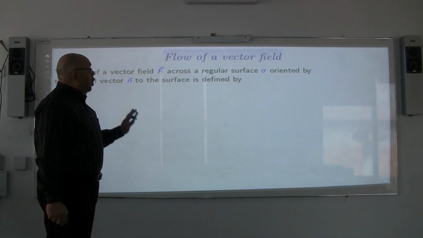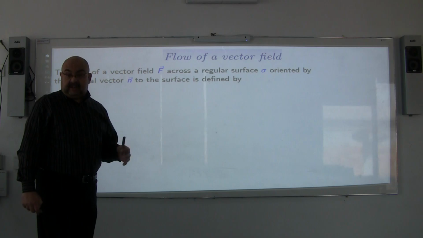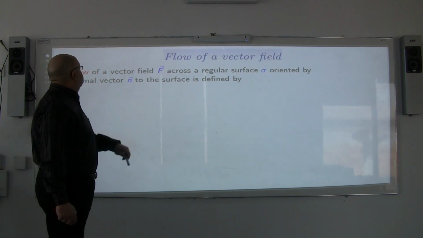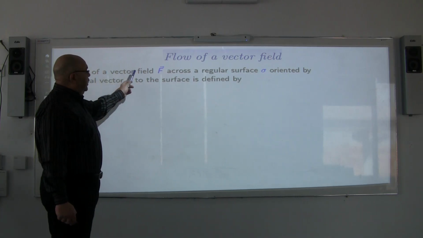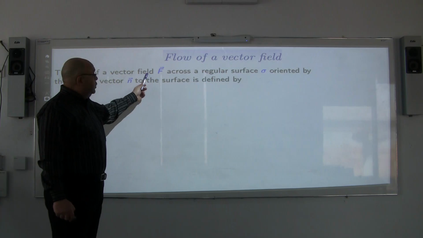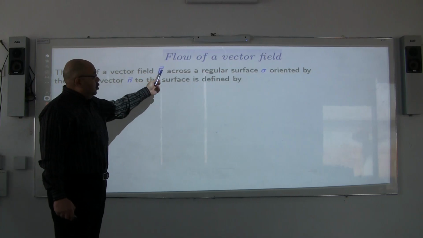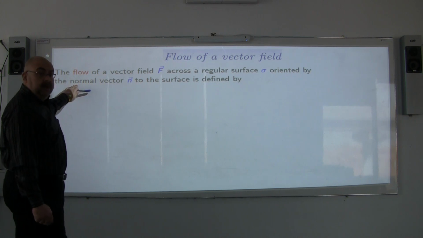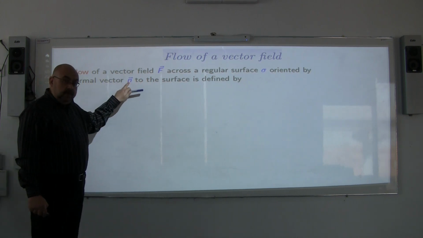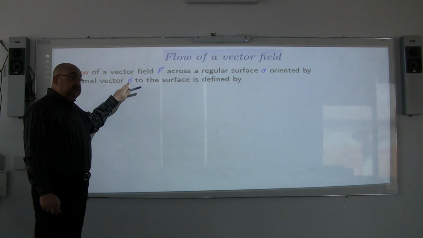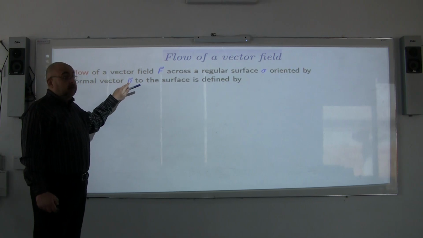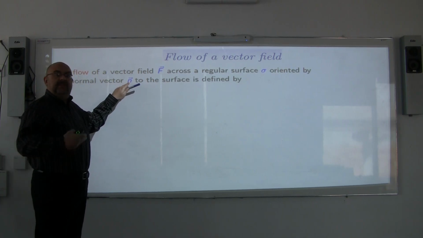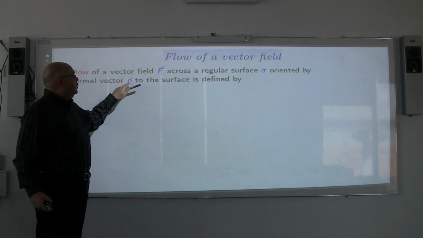Okay, flow of a vector field, or the flux. The flux or a flow of a vector field F across a regular surface sigma oriented by the normal vector n. Now I know why we told this. We are talking about the orientable surfaces. So we had to know that there are orientable and non-orientable surfaces.